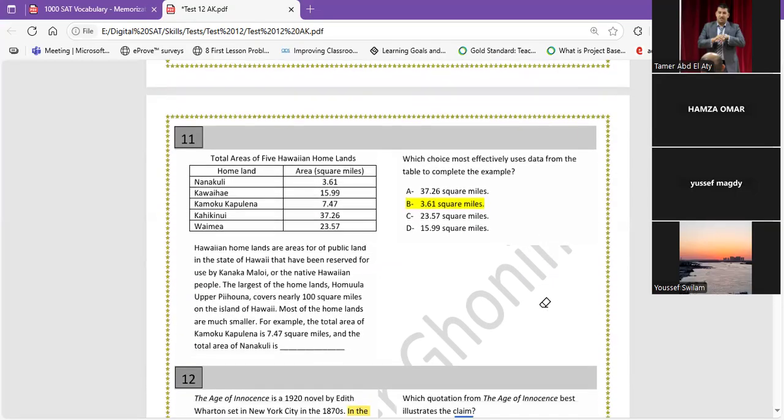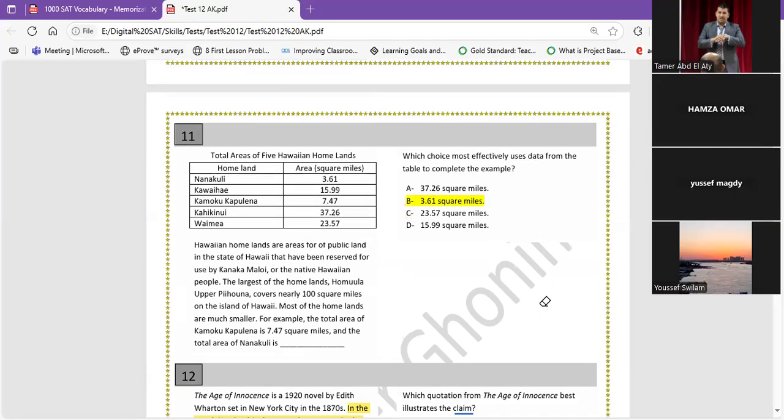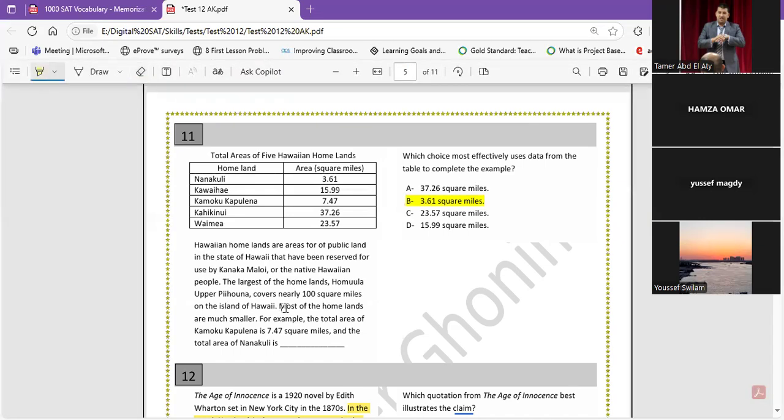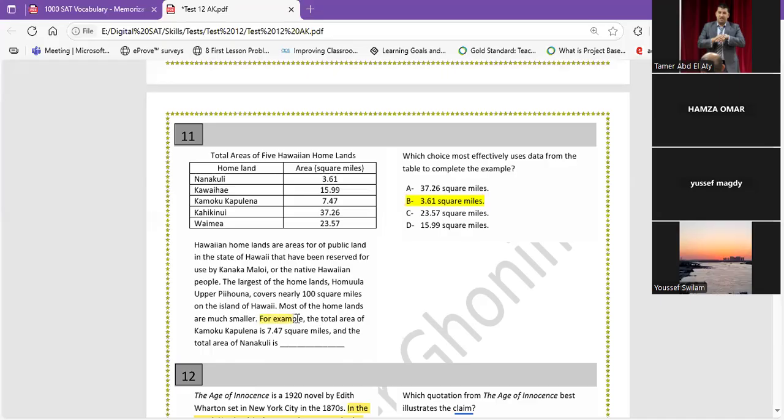No. Number 11. Now it's evidence, and he brought for us the quantitative. Okay. What you want here to complete? We said that complete is the easiest part. For example, the total area of Camuco, Capulina, this one, is 7.47 square miles, and the total area of Nano Cooley.